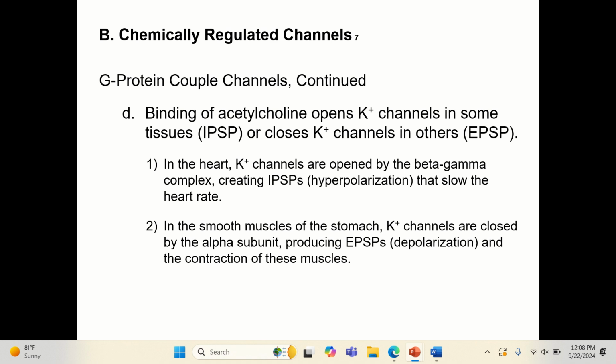Or in number 2, in the smooth muscles of the stomach, the potassium channels are closed by the alpha subunit, producing EPSPs, which are depolarizing, and causes the contraction of these muscles. So in number 1, you're slowing the heart rate by opening the potassium channels, and so you're resting. In number 2, you're speeding up the stomach by closing potassium channels, and so now you are digesting. So yay, muscarinic receptors for parasympathetic nervous system activation.